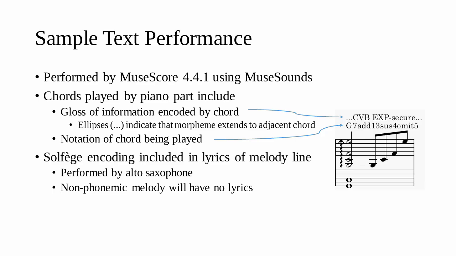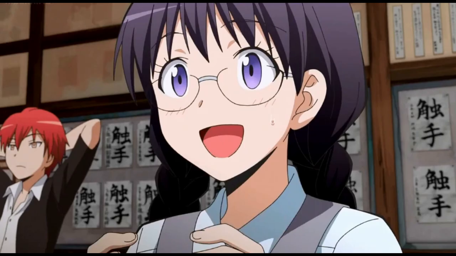The music will be played in MuseScore Studio version 4.4.1 using the MuseSounds library. Each chord change will be notated on the sheet music alongside the section of translation covered by that chord. Triple dots at a morpheme boundary indicate that the same morpheme is also covered by the preceding or following chord. Finally, solfege encoding will be labeled with the lyrics in the melody line. And so, without further ado, please enjoy this performance of I Securely Knew 3 Things.